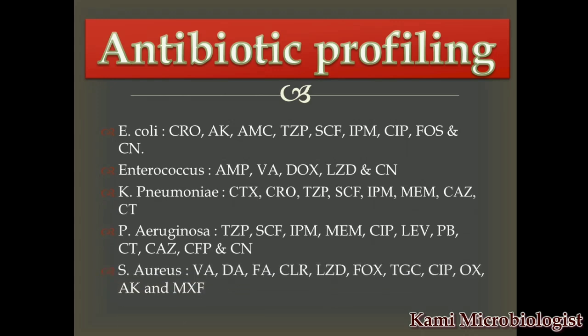If Staph aureus comes, then you will use vancomycin, clindamycin, fusidic acid, clarithromycin, linezolid, cefoxitin, tigecycline, ciprofloxacin, doxycycline, amikacin and moxifloxacin. If Proteus comes, then you will use ciprofloxacin, levofloxacin, sulfamethoxazole, or we can say Septran. You will use ampicillin, tazobactam and sulbactam. So these are the common antibiotics that you must use when you get this type of organism which I already talked about. Okay.